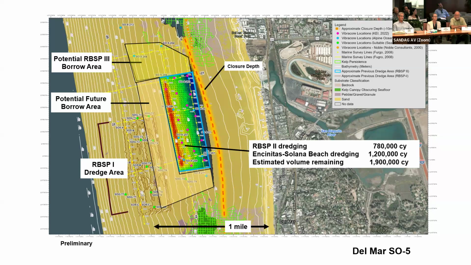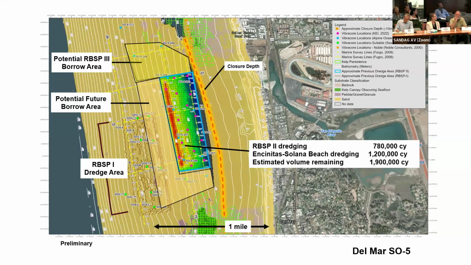RBSP1, the former borrow area, was simply in deeper water. So we were able to move the borrow area closer to shore, closer to the closure depth. It's about the 10 meter depth contour there. And that was a big lesson learned from RBSP1. We did not have good closure depth information at that time. And the closure depth is just simply the depth from which we can take sand without robbing it from the littoral zone.